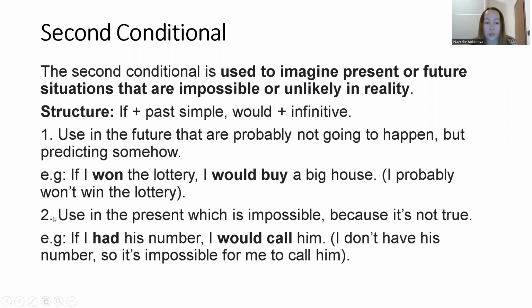Secondly, the second conditional is used in the present, which is impossible because it's not true. For example, if I had his number, I would call him. Well, I don't have his number in the present time. Right now, I don't have his number. So it's impossible for me to call him, right? So we are talking about the current situation, the present time. So that was about the second conditional, future and present.